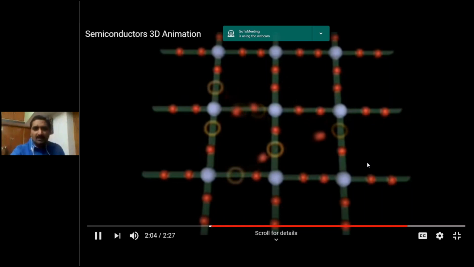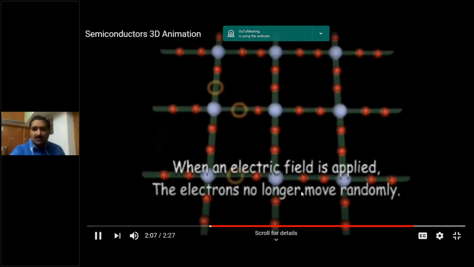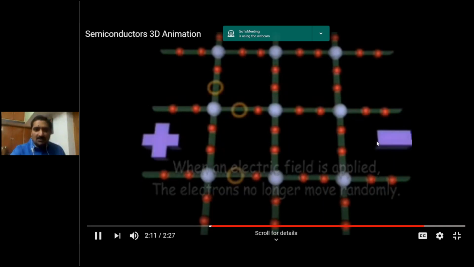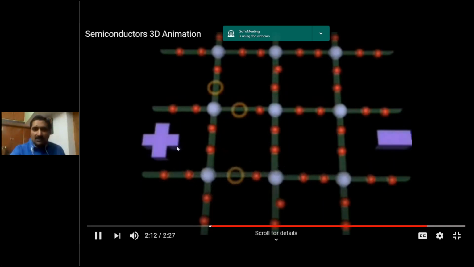When we apply a field, the electron moves towards the positive charge, and towards the negative charge, the positive is moving. The hole is a positive charge.